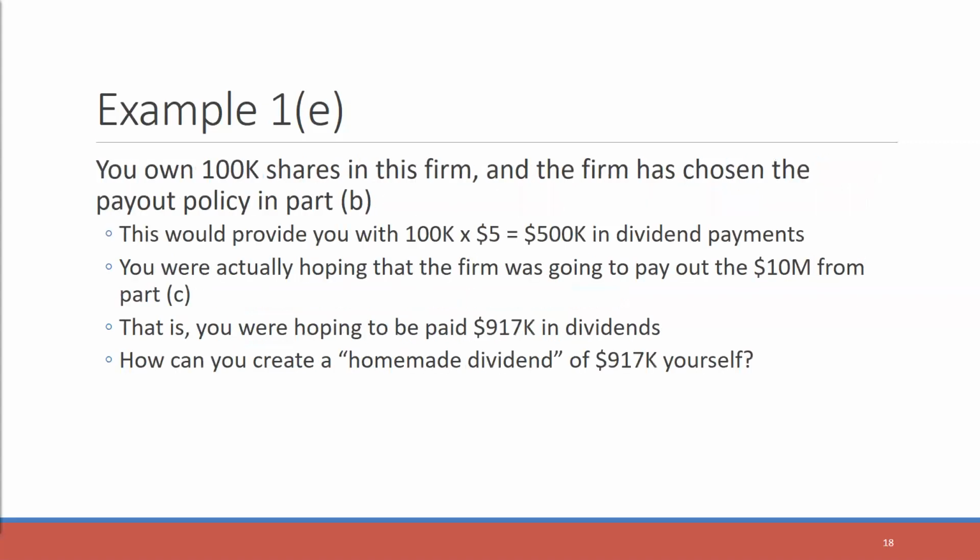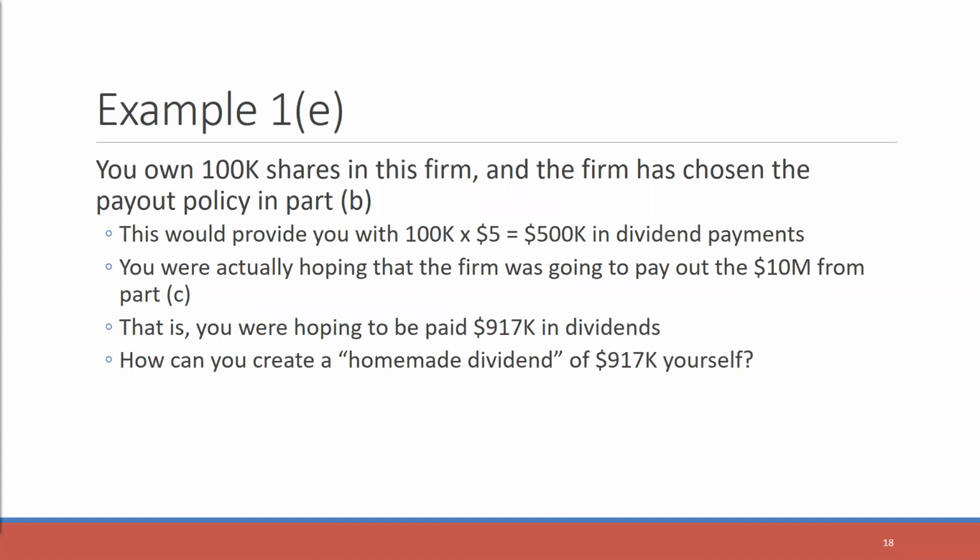Suppose you own 100,000 shares in this firm, and the firm has chosen the payout policy in Part B. This would provide you with your 100,000 shares multiplied by the $5 per share, so 500K in dividend payments. You were actually hoping that the firm was going to pay out $10 million like in Part C.